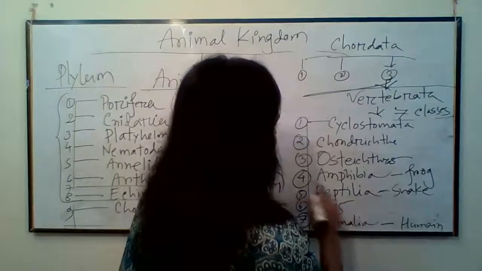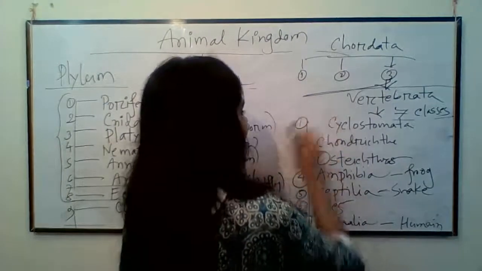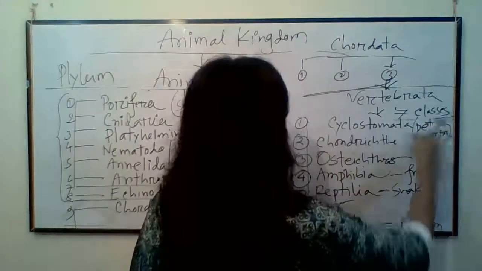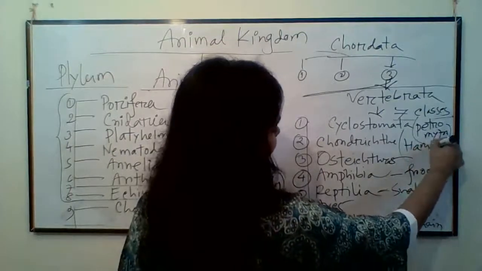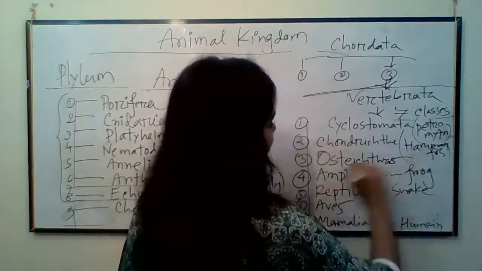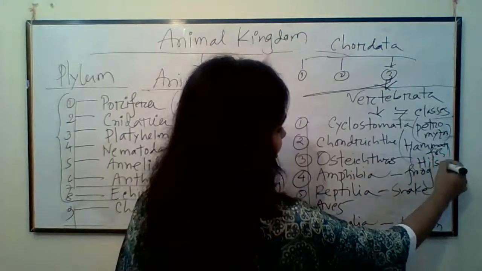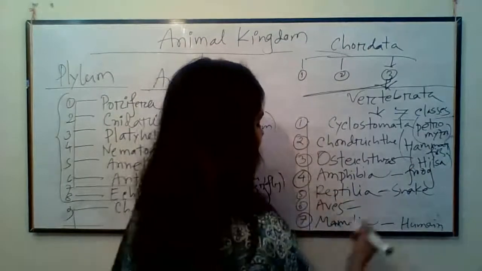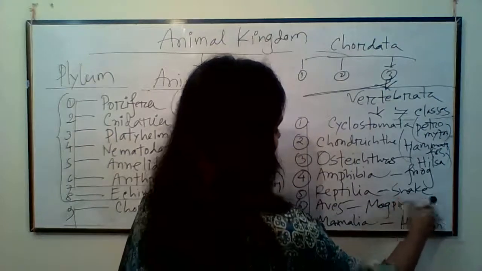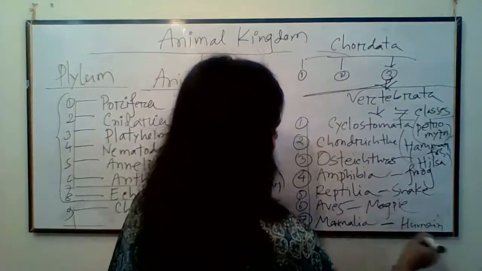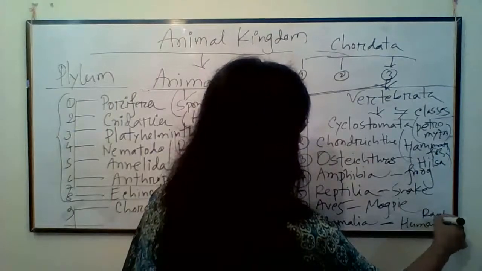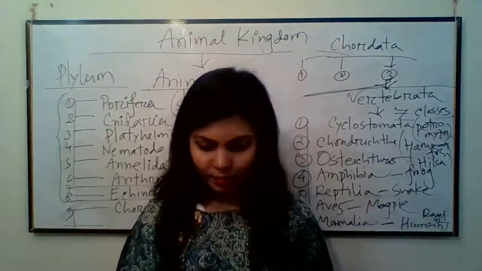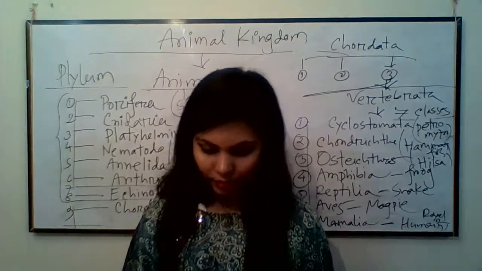Okay. So yes, I did not give this one. Cyclostomata example, Petromyzon, hagfish. Osteichthyes like hilsa fish that we eat actually. Amphibia, frog. Reptilia, snake. Aves, that means all birds are under Aves. I can give magpie. And Mammalia I wrote at first, human, Royal Bengal tiger, and so on. So actually, this is about today's kingdom that I told.